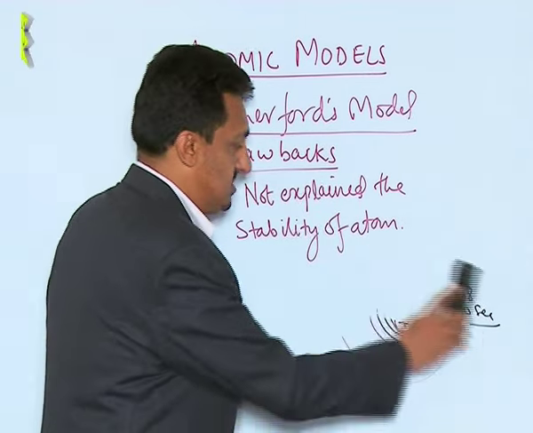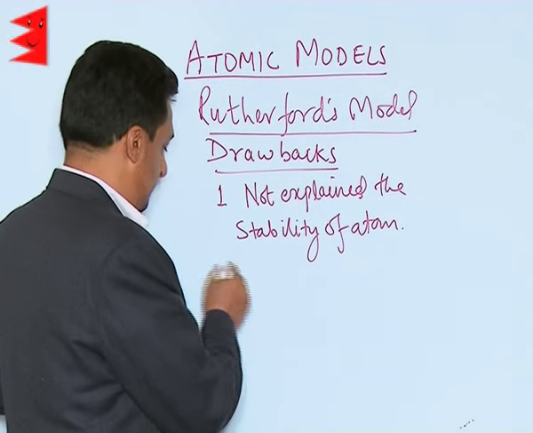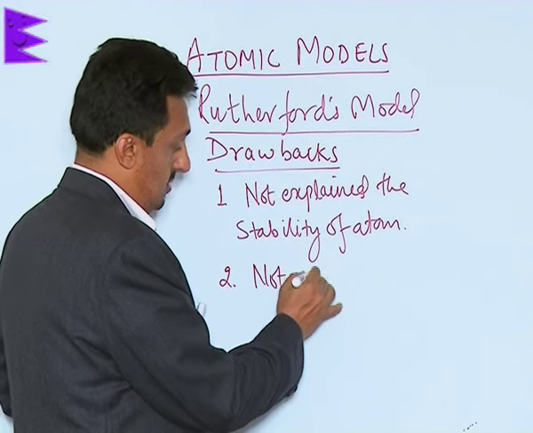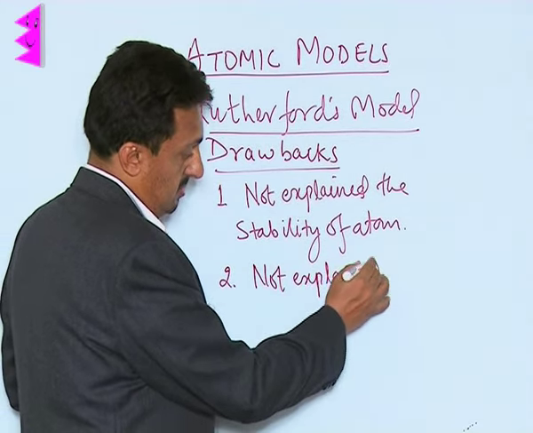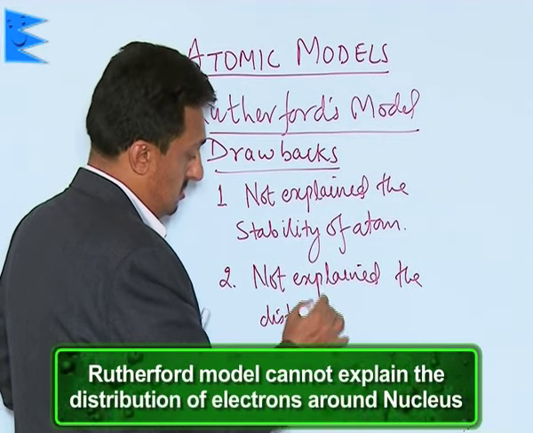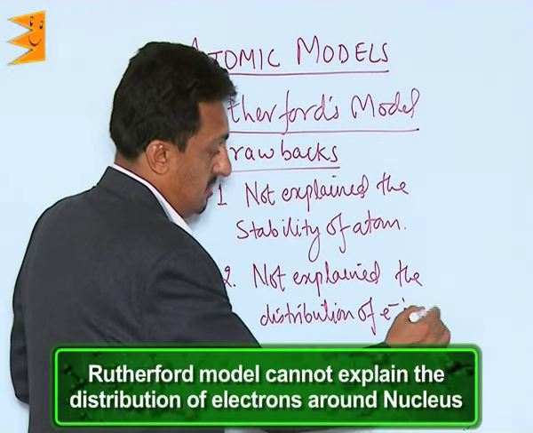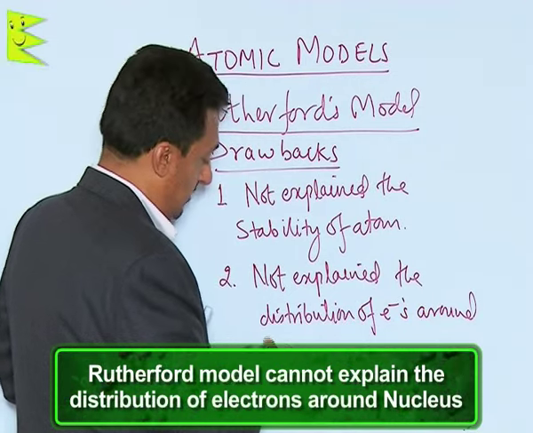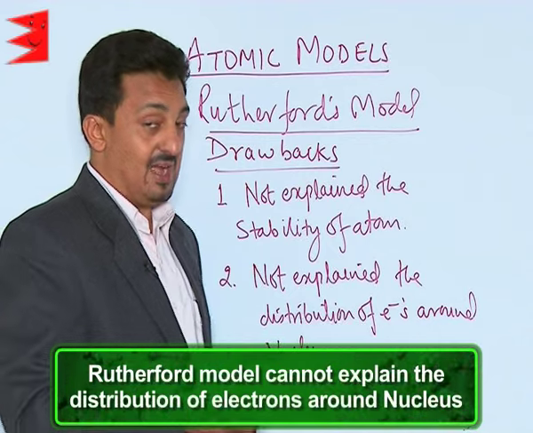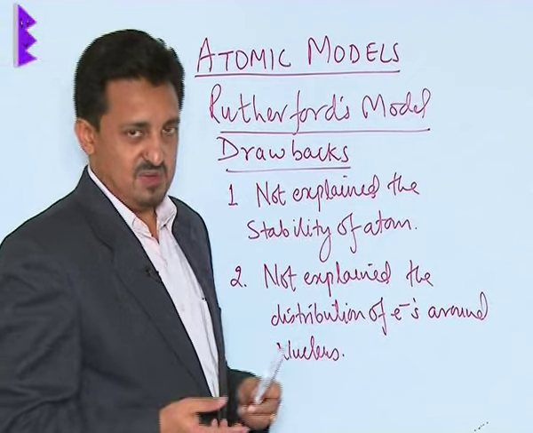There are certain other observations on which it was rejected. The second is that it was not able to explain the distribution of electrons around the nucleus. How these electrons in a multi-electronic atom are distributed around the nucleus, he was not able to explain.